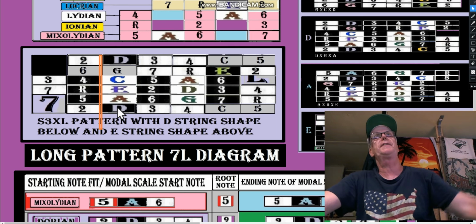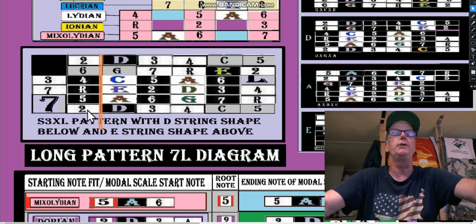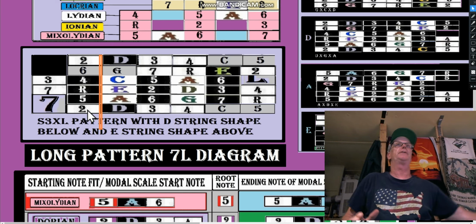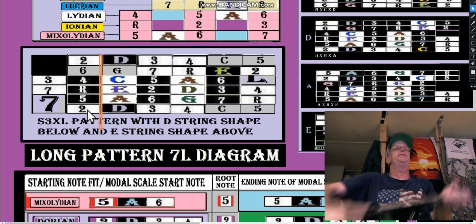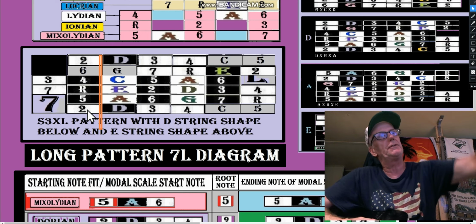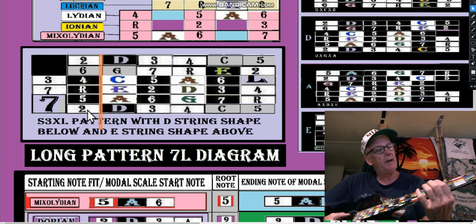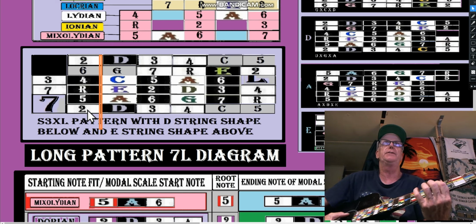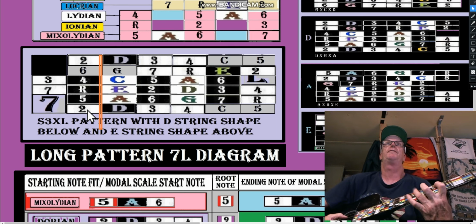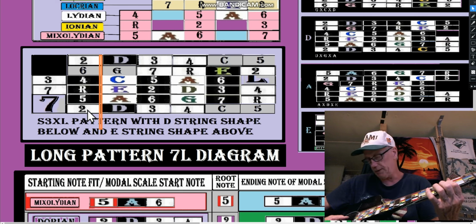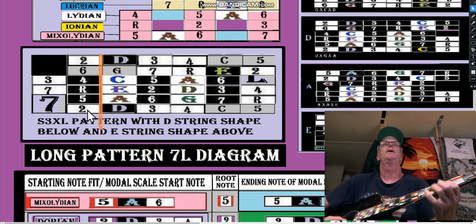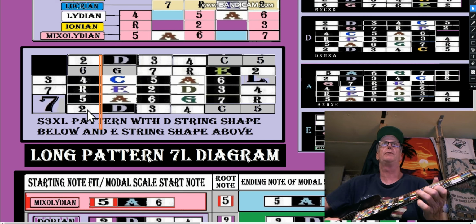So we've got that, but guess what? We can't do the long pattern. Now I can do it, because I down-tuned my guitar. So I'm starting on the E here. I can do the long pattern. It would be 2, 3, 4, 5, 6. And then over here for the 7 root 2, 3, 4, 5, 6, 7 root, 2, 3, 4.